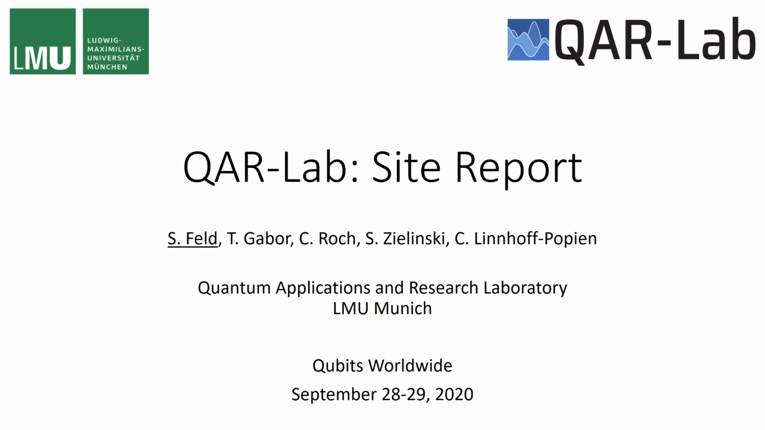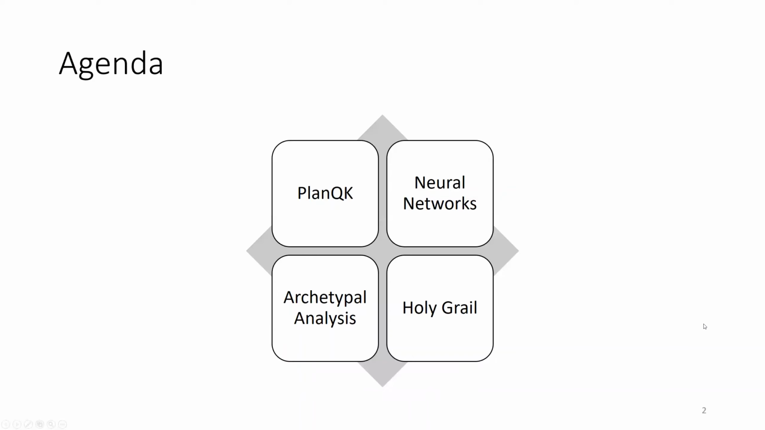All right, so the talk is divided into 4 parts, and I would like to give an update on our project called Planck. We have some insights regarding some neural network strategies. We try to perform archetypal analysis on the D-Wave machine, and we try to find the Holy Grail. Let's see what I mean with this later on.